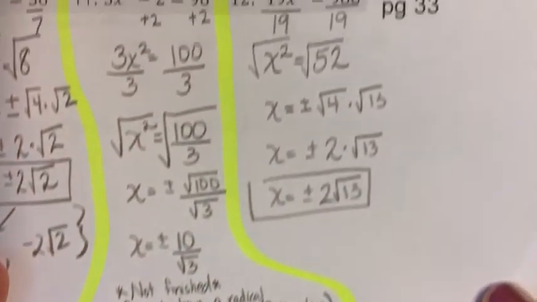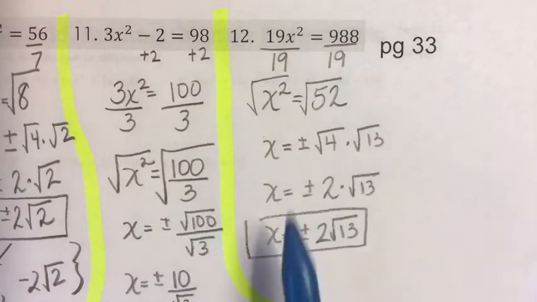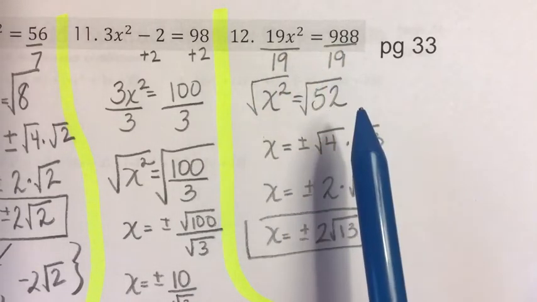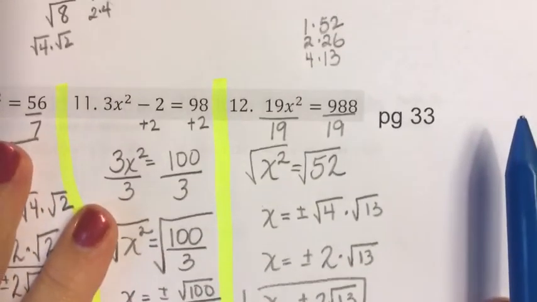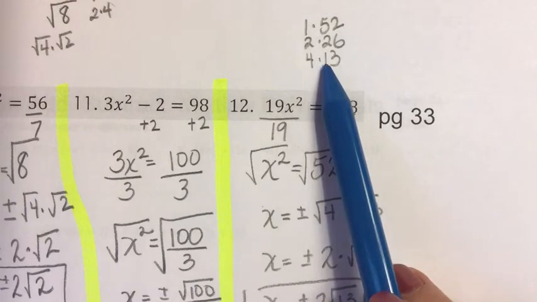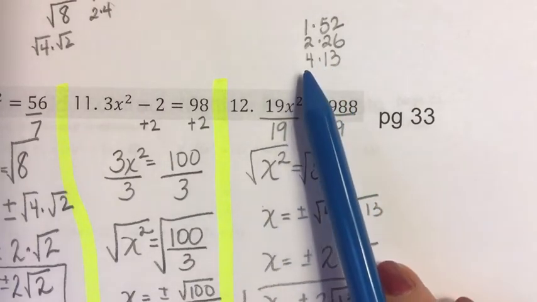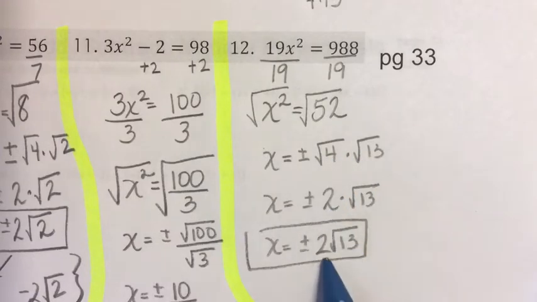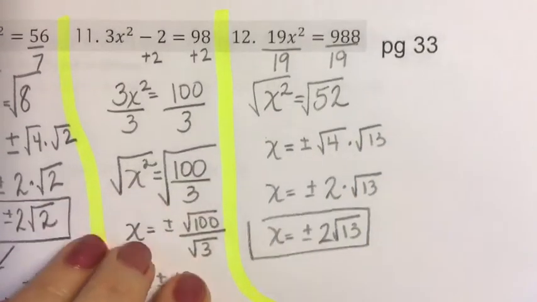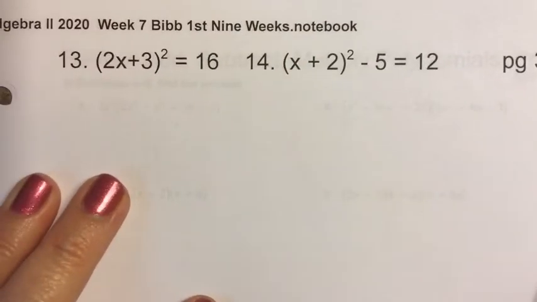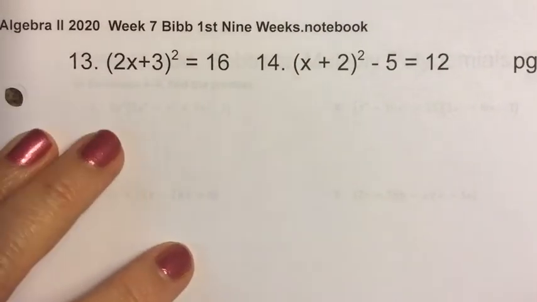Here's my answer that I got for number 12. I divided both sides by 19. I took the square root of both sides. I made a list of the factors of 52. And 4 is the only perfect square in that list. I took the square root of 4 and I wrote it in simplest form. On to number 13 and 14. They look a little bit different, but they're not too difficult.